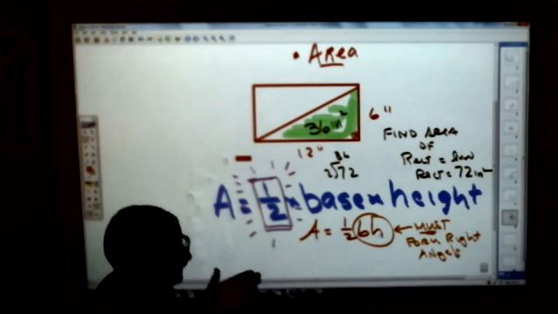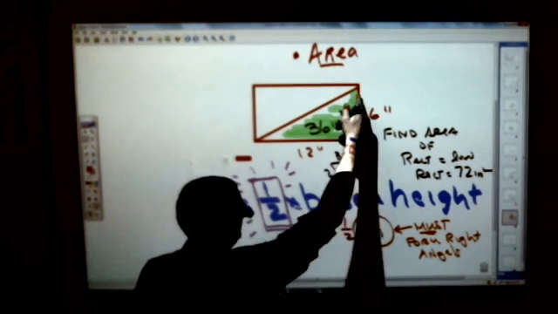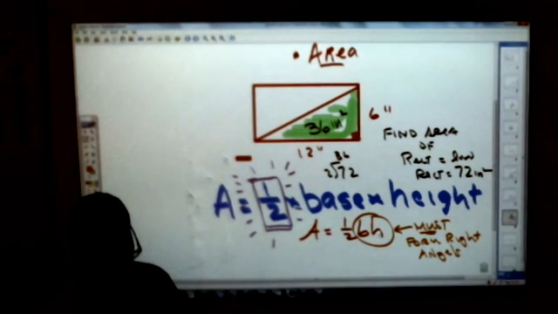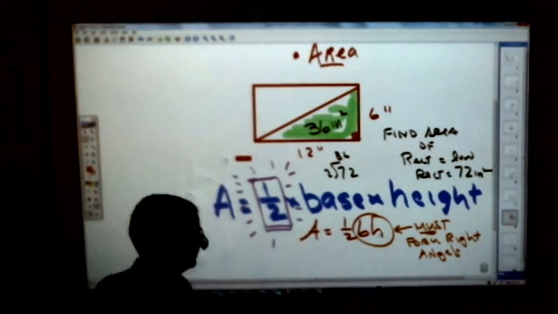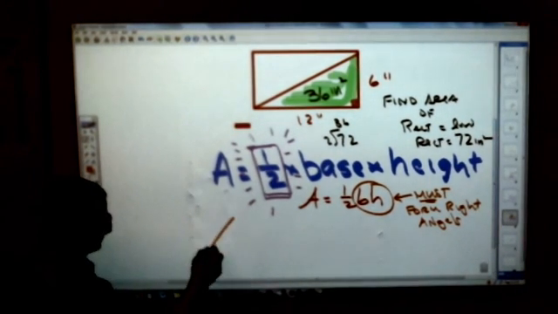The reason it worked for my rectangle here is because these two lines, and in rectangles everything's a right angle, so I don't have to worry about it. But not every triangle has a right angle in it, quite possibly. So let me give you a triangle here. Here is a triangle.